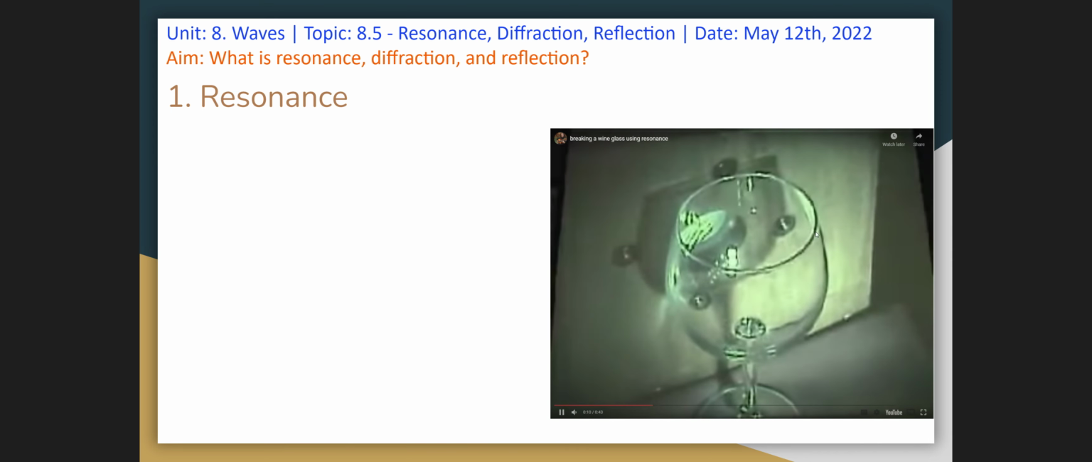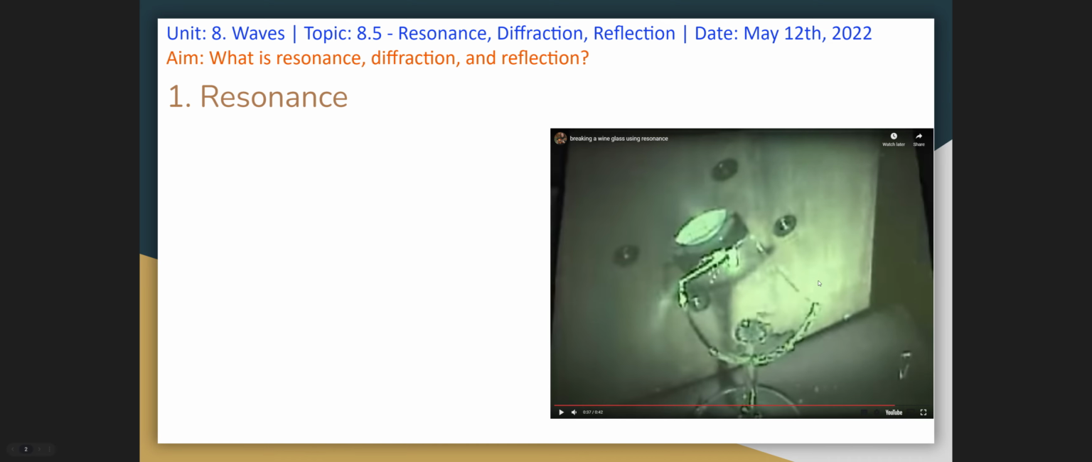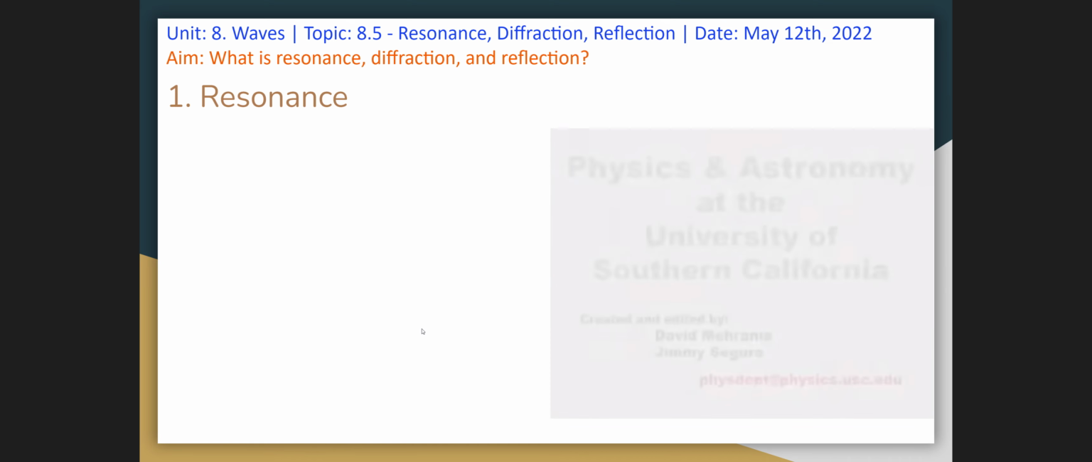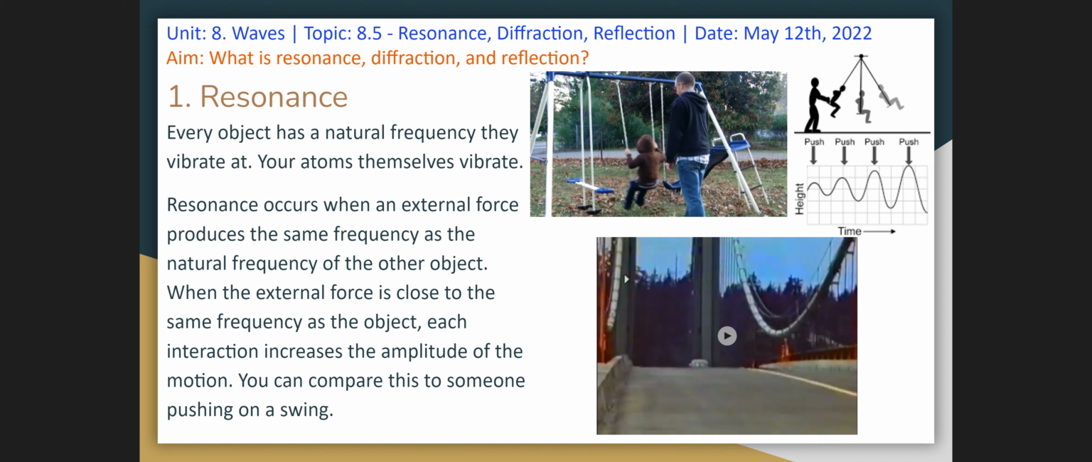So you'll see that this glass is vibrating. It doesn't really make sense, a glass vibrating, a glass moving back and forth, but you do see it here, and you see the vibrations increase as time goes on. Eventually, up to a point where it will break. Right? And that's called resonance. And so, why does that happen?